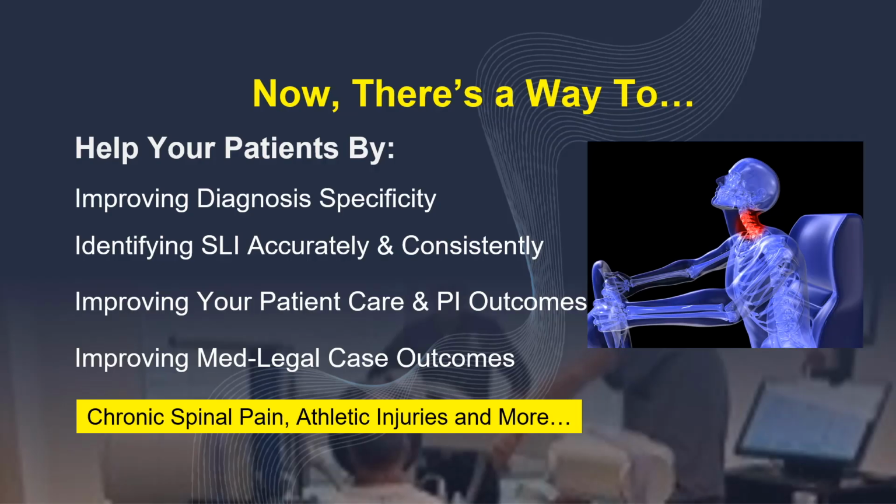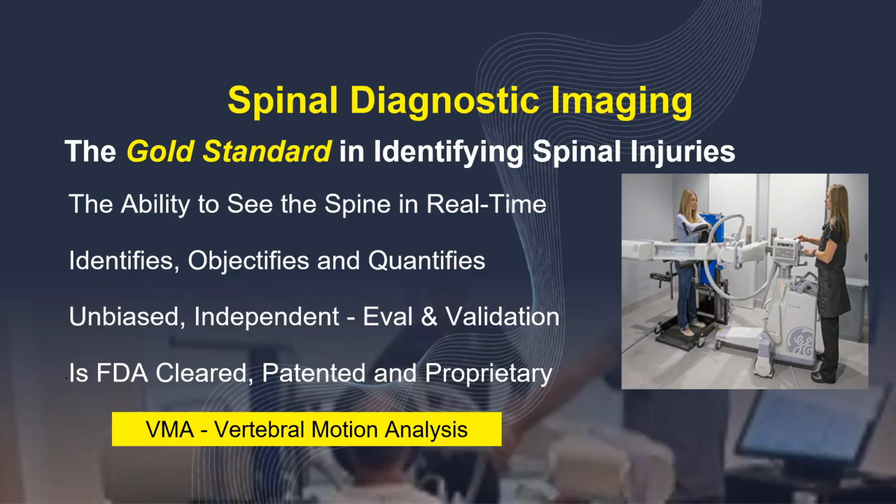But now there's a way to help your patients by improving diagnosis specificity, identifying spinal ligament instability accurately and consistently, improving your own patient care and personal injury case outcomes, and improving the med-legal case outcomes if you're working with personal injury patients. You also have the opportunity to evaluate for this injury with chronic spinal pain patients, athletic injuries, and others as well. The new spinal diagnostic imaging gold standard is called vertebral motion analysis.